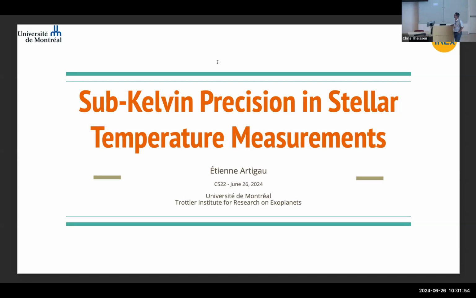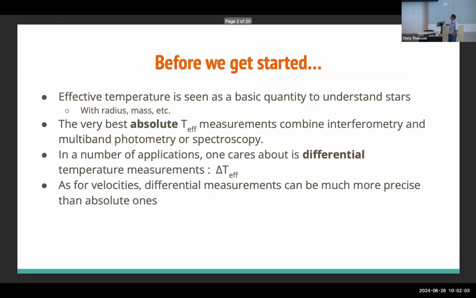So I'll be presenting work that has been submitted in a paper just a few days ago on sub-Kelvin precision measurements in stellar temperatures. And usually when we think of effective temperature, we see it as a basic parameter of your star, just to understand it with radius and mass. And the very, very best absolute Teff are usually made with interferometry. We could argue, but in spectroscopy. And here we're always, when we think of absolute temperature, of effective temperature, thinking of the absolute value.